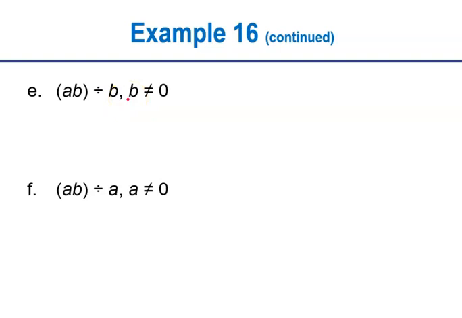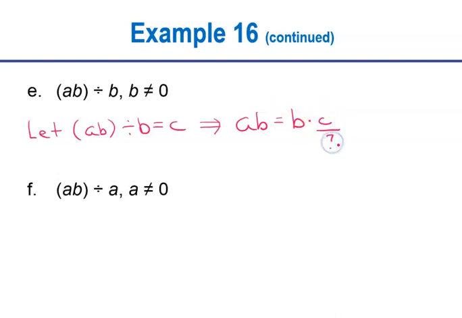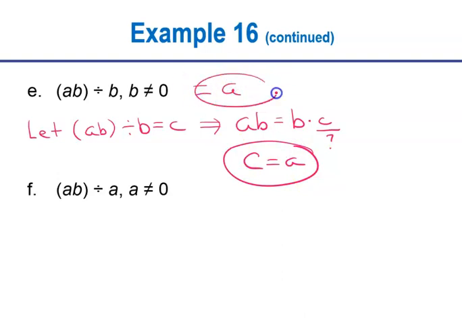Now, if we use our definition, remember, we can say let AB divided by B equal C. That implies that AB is equal to B times C. And again, what does C need to equal to make that true? Well, both sides have a B. How about C must equal A for this to be true? So AB divided by B is equal to A.